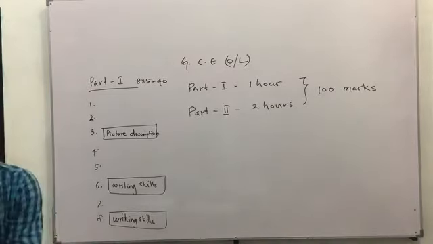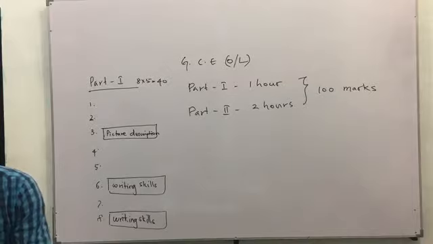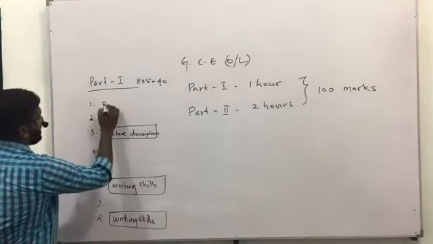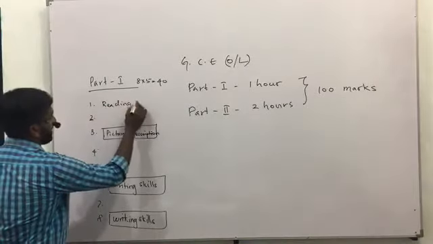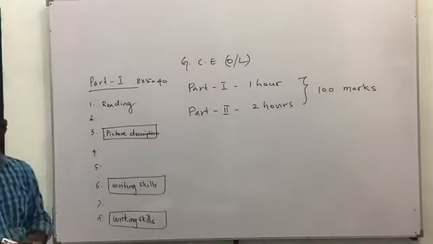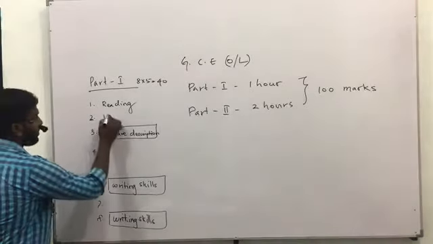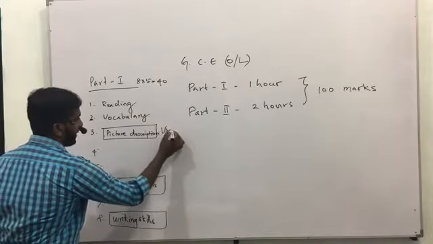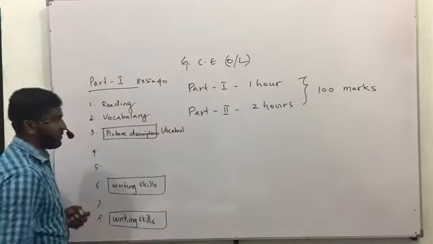Now I am going to tell you which skills are being tested in the questions in order. Here the students are being tested on reading skills, and question number 2 is vocabulary, and question number 3 is also vocabulary, but it is a picture description.